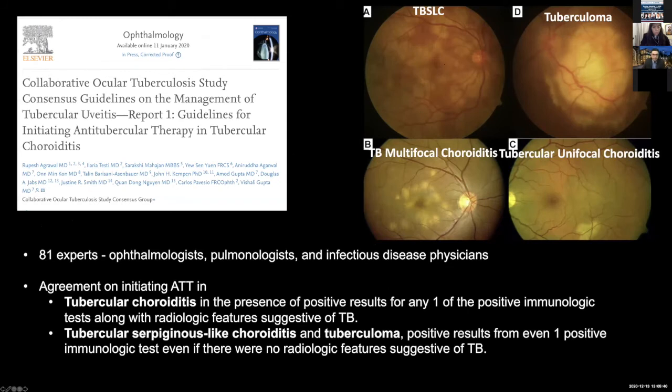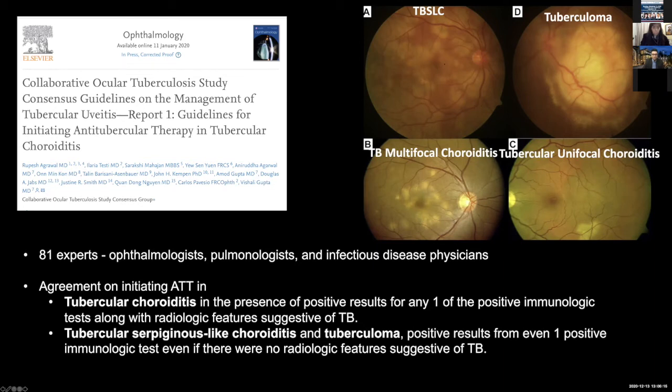And I'll let Dr. Vishali talk about this in more detail, but she, along with the COTS group, are really the world's authority on ocular tuberculosis. And this is a source of a lot of confusion often for uveitis specialists along with infectious disease, and there's often disagreement in terms of when to institute treatment, particularly in the absence of radiographic findings, which is often the case. So this was a consensus group with 81 experts that comprised ophthalmologists, pulmonologists, and infectious disease physicians.